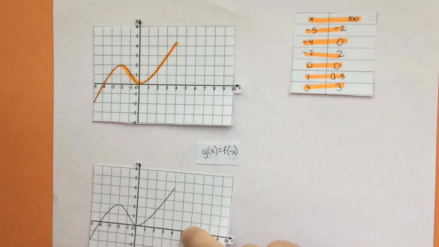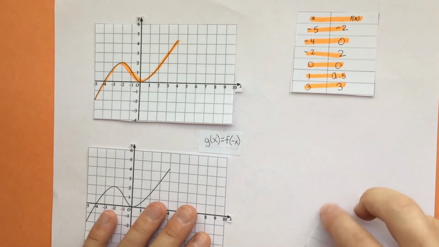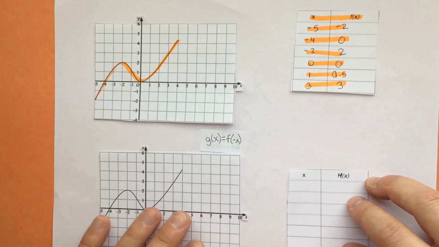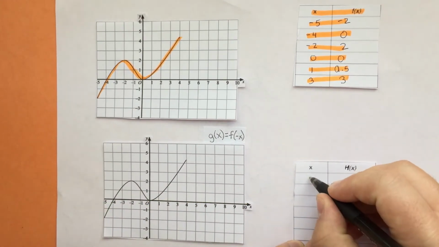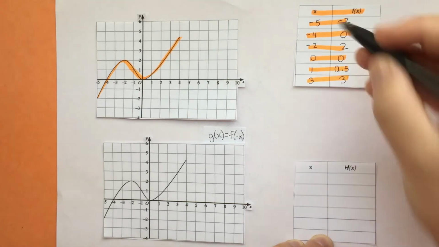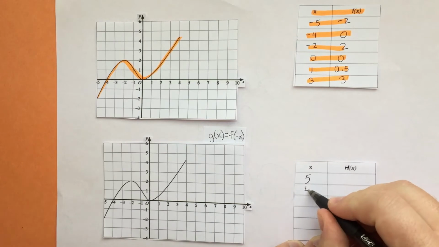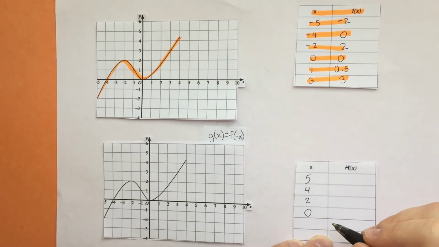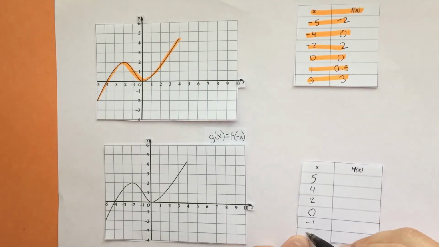Well, let's use a new graph, and let's use a new table. So what's going to change here? The x values are going to change sign. So if this is negative, it's now going to become positive. Negative becomes positive, positive becomes negative. 0 doesn't change sign. This becomes negative, and this becomes negative.